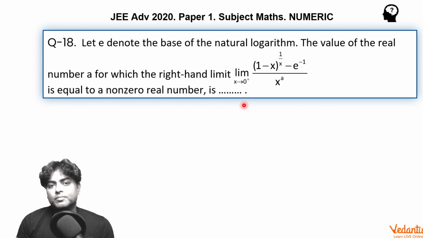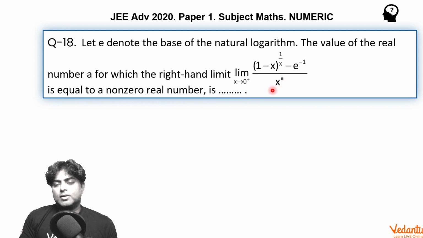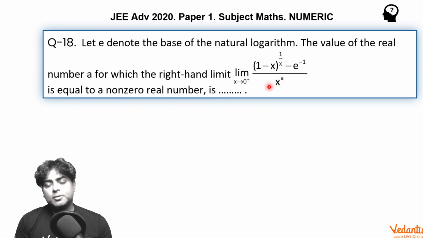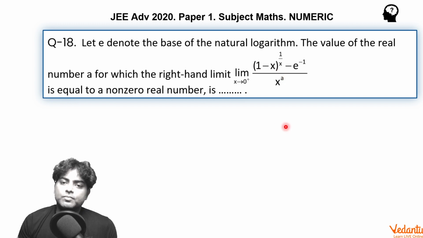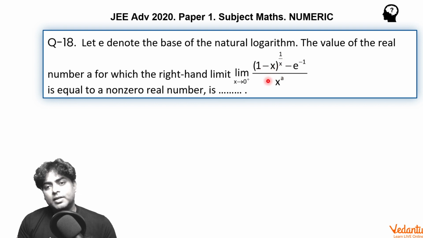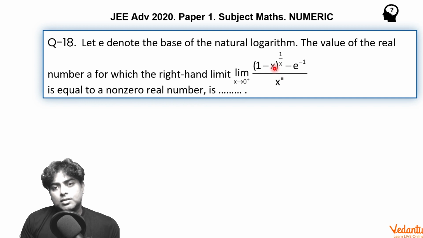is equal to a non-zero real number is. Okay. So whenever we get a question of limit, we first check the form of the limit, whether it is going to be indeterminate form or not. See, when x tends to 0 plus, (1 minus x) whole raised power 1 by x is a very standard format limit, as there is a minus sign inside the bracket before x. So it will tend to e raised power minus 1. So finally numerator tends to 0.